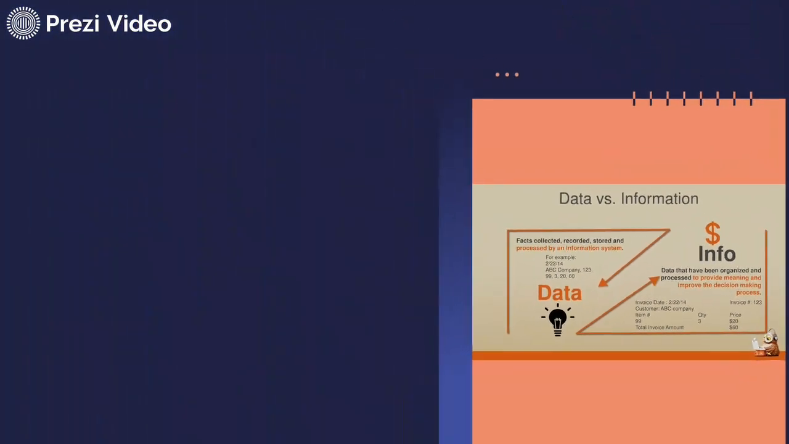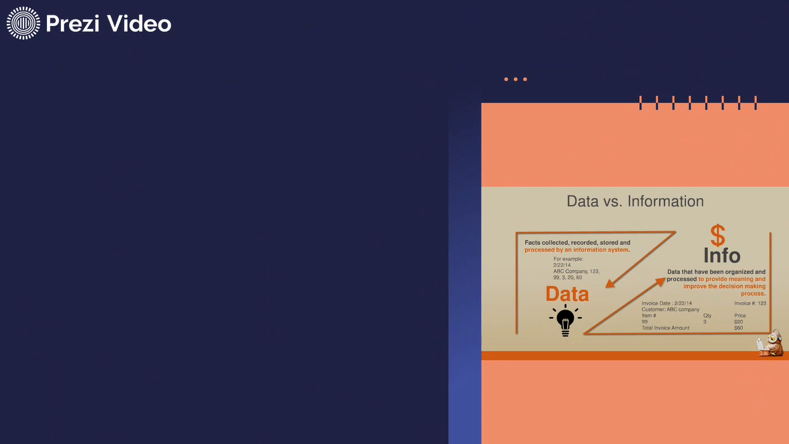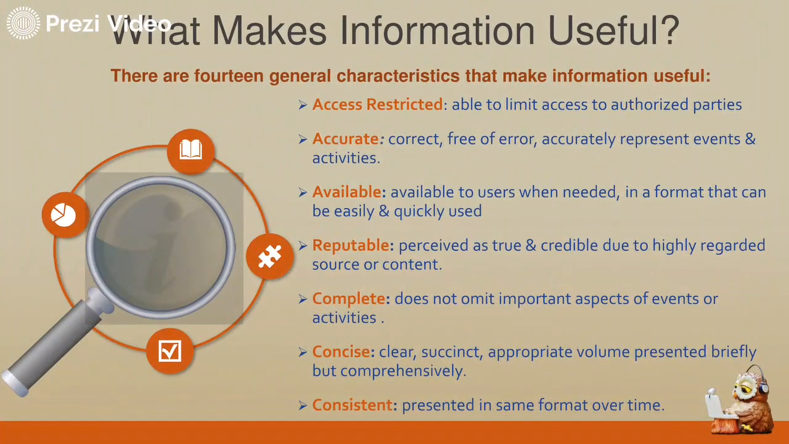Now we look at here. You can refer to table 1.1, page 30. In this table, they list down all the characteristics of useful information. What makes information useful? They list down 14 general characteristics that make information useful. Actually this one you can go through on your own. I will just pick one or two.